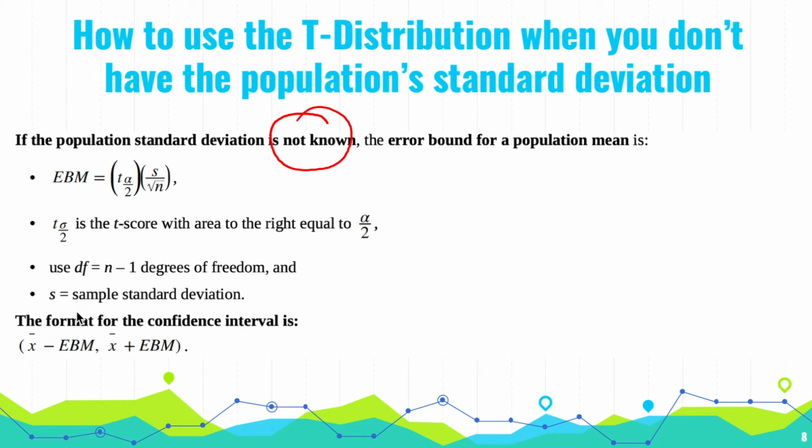The format for a confidence interval doesn't change. Once we calculate that error bound, we just subtract it from our mean, and then we add it to our mean, and that gives us our confidence interval.